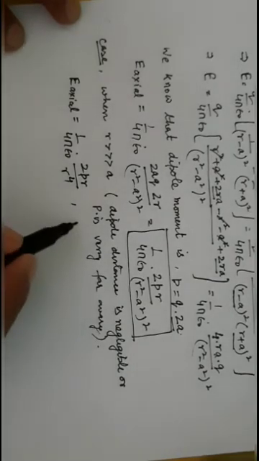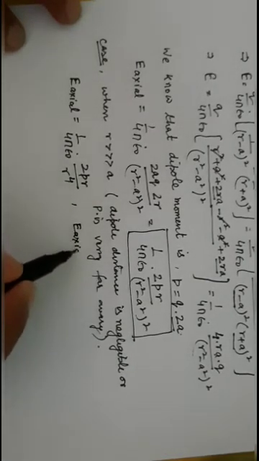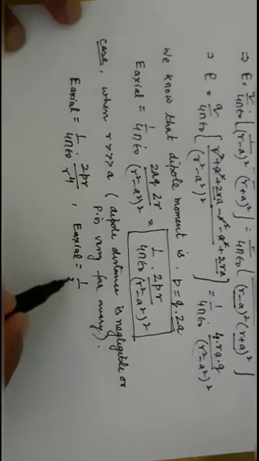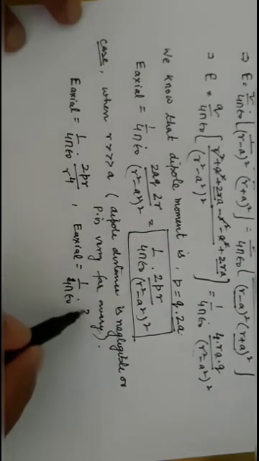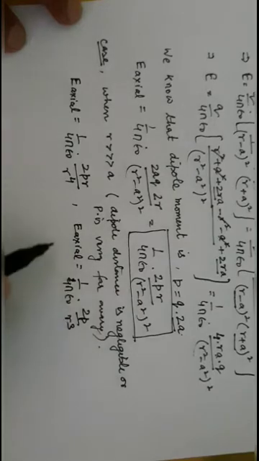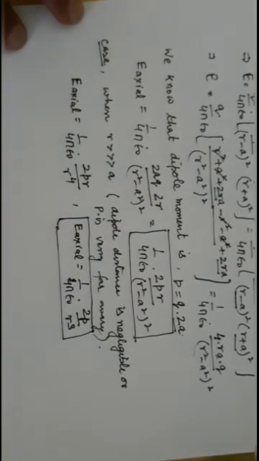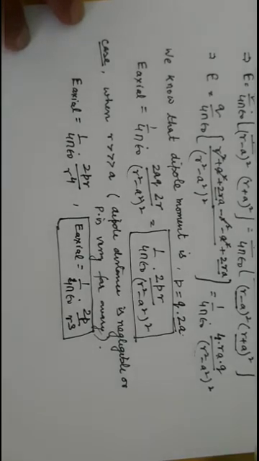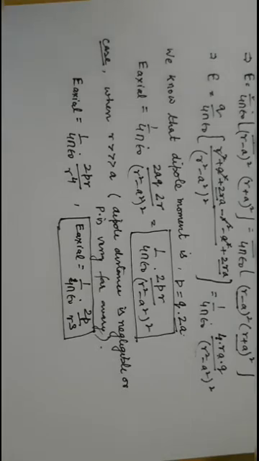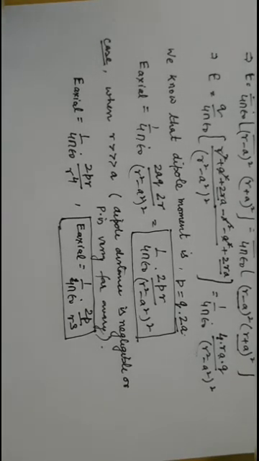If you solve further, the electric field on the axial line is equal to 1 upon 4 pi epsilon naught 2p upon r cube. So this is your electric field on the axial line when r is very much large as compared to a, the dipole distance. Here you can further compare it with the electric field due to a point charge.